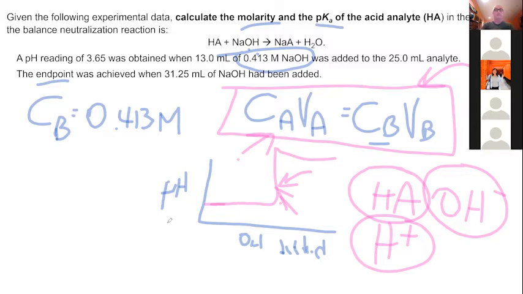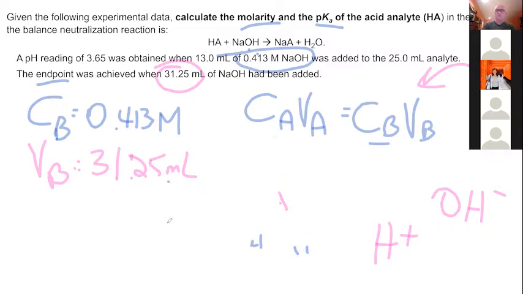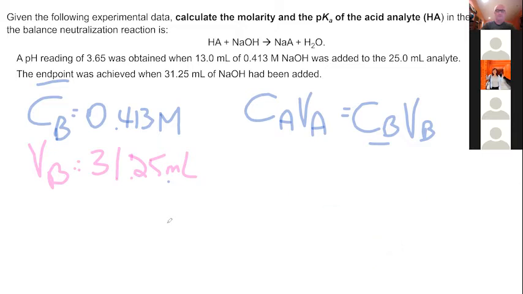So we know what our concentration of base is. We know what our volume of base is. So our volume of base is 31.25 mils. What is our volume of acid? Is that the 25.0 milliliters?